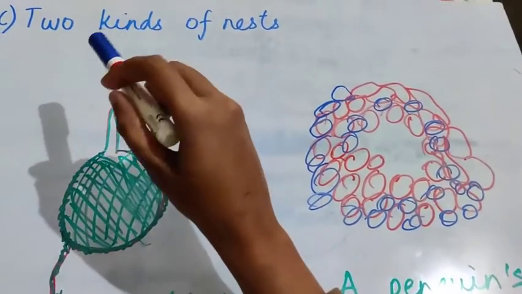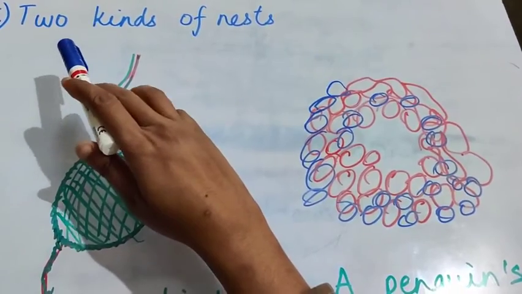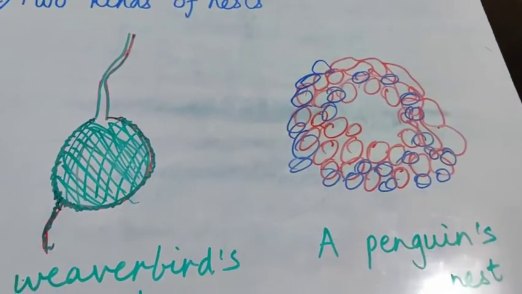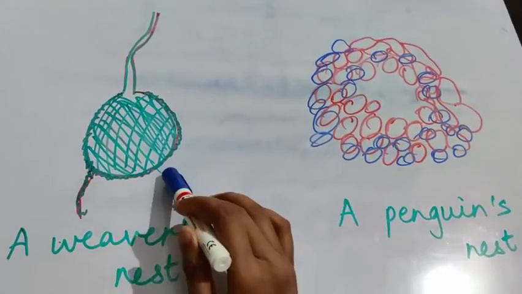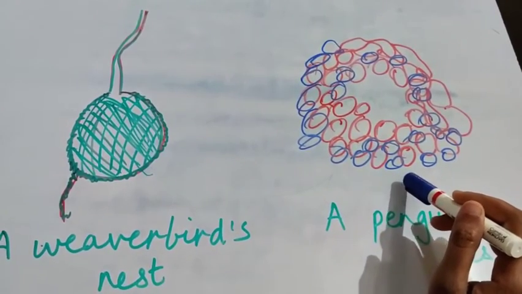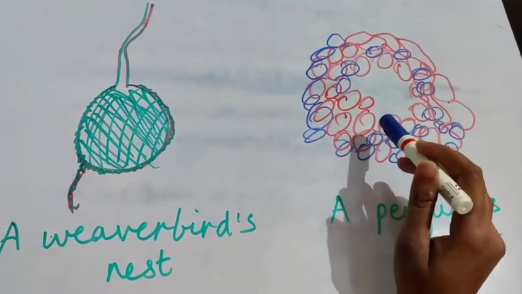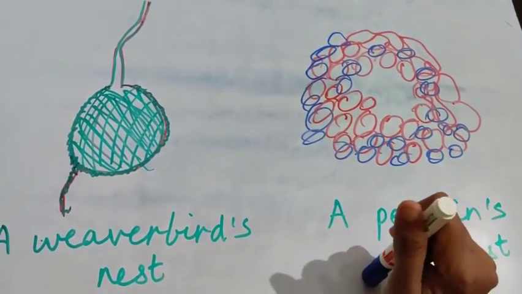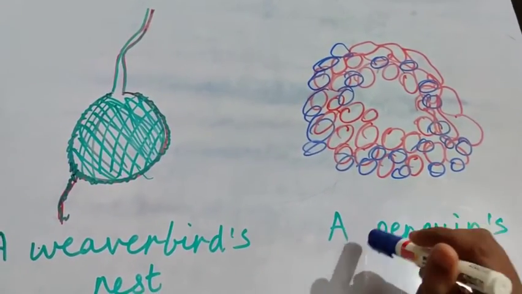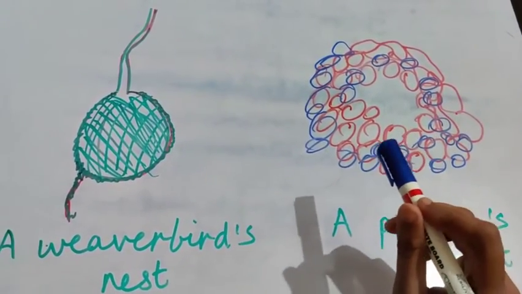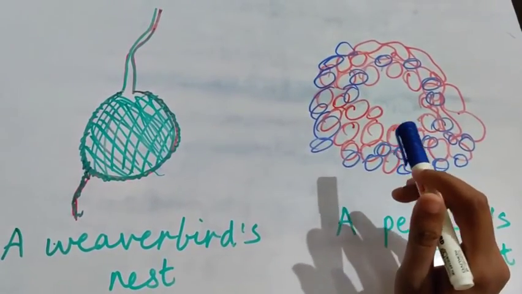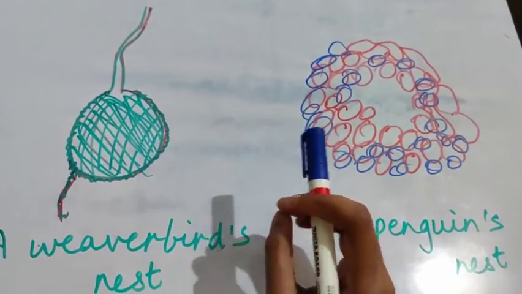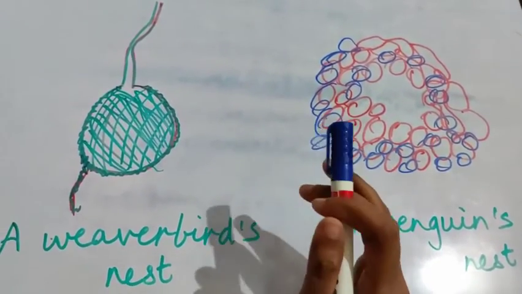Children, our last part of this question is two kinds of nests. You can make any two kinds of nests. I have made a weaver bird's nest, and the second nest I have made is of a penguin, as it is made up of stones and pebbles. I have made it like this, but I know that you can make much better than me, right? So try to make it on your own and make it properly. Don't take others' help. Try to practice it and then make it.